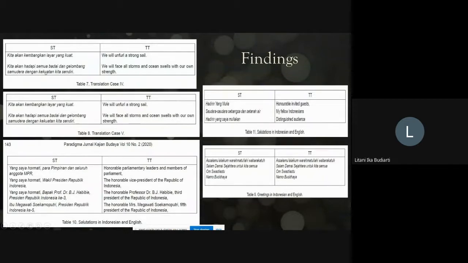In case 4, for example, "kita akan kembangkan layar yang kuat" is translated as "we will unfold a strong sail." And "kita akan hadapi semua badai dan gelombang samudera dengan kekuatan kita sendiri" becomes "we will face all storms and ocean swells with our own strength." Here, the translator used the semantic translation method. While for table 11 here, "hadirin yang mulia, saudara-saudara sebangsa dan setanah air, hadirin yang saya muliakan," this is a salutation in Indonesian. It is translated using the communicative translation method: "Honorable invited guests, my fellow Indonesians, distinguished audience."